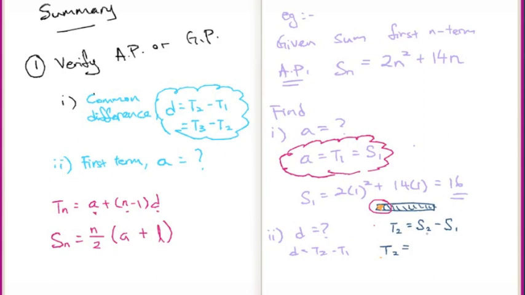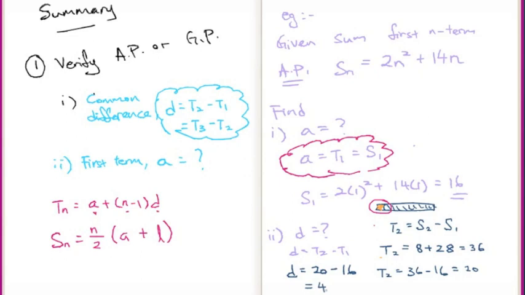So therefore here T2 will be equal to, well, you put in the calculator, 2 times 4 is 8, plus 28 is 36. So therefore my T2 will be equal to 36 subtract 16, that will be 20. And therefore my common difference, D, would be 20 subtract 16, which equals 4.